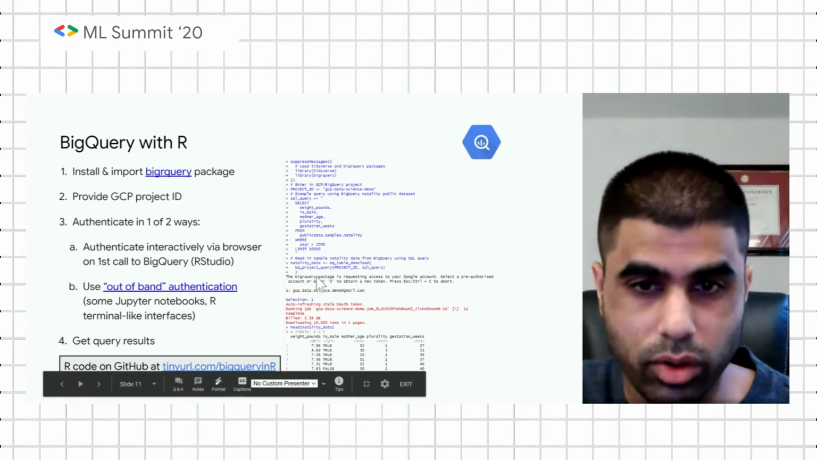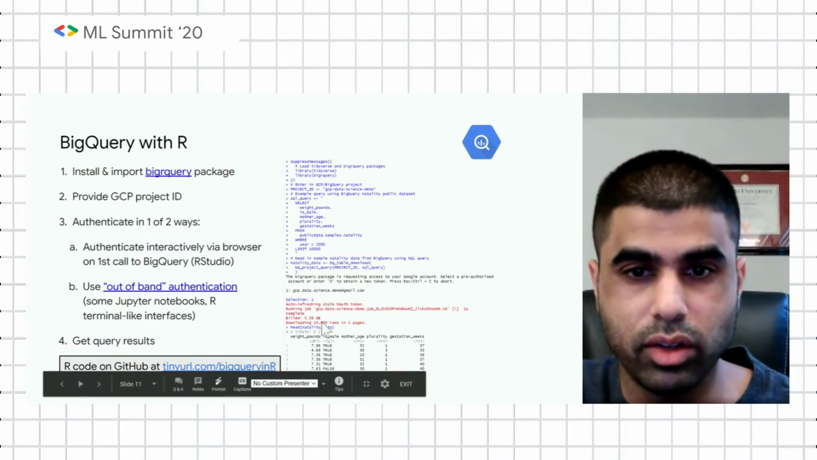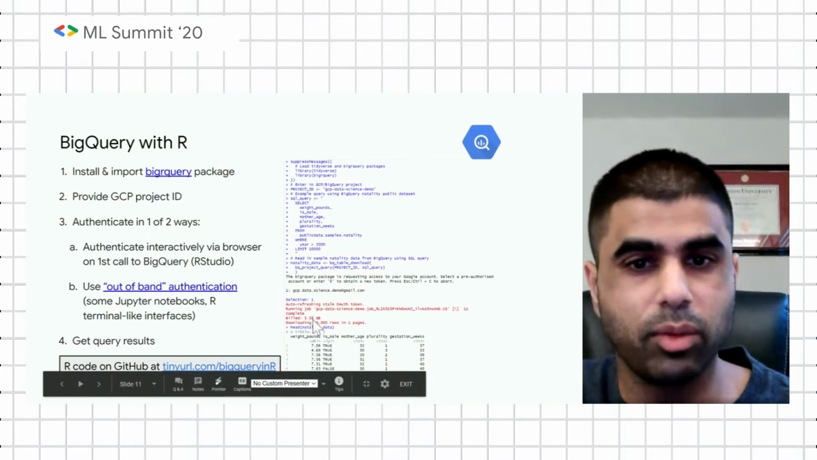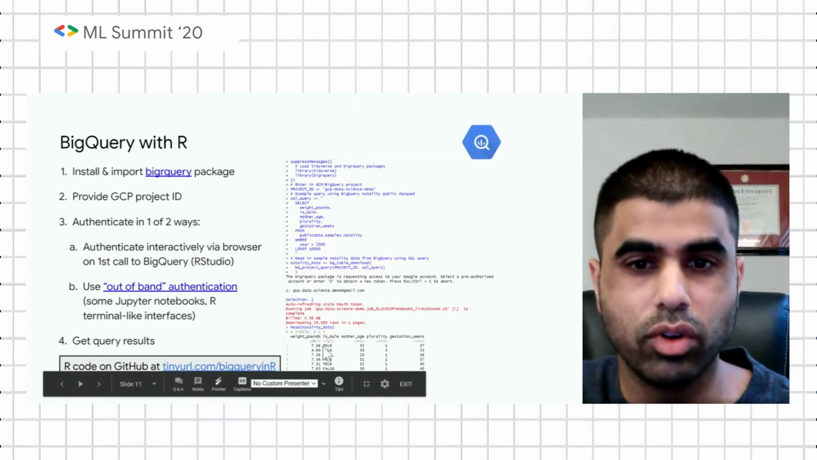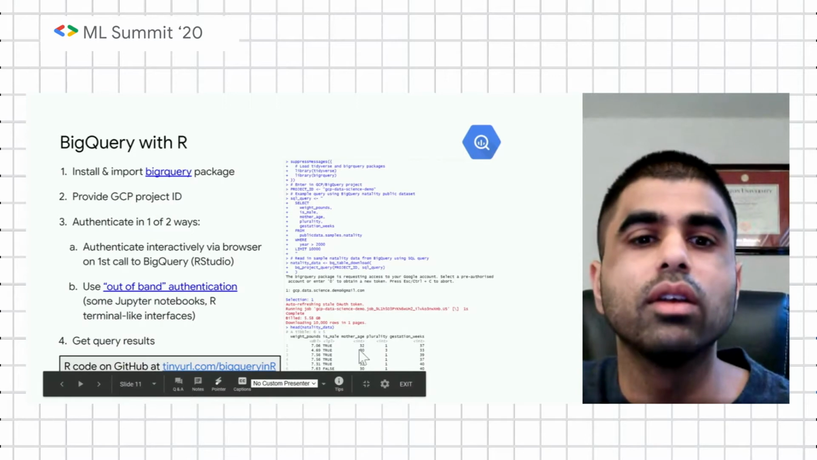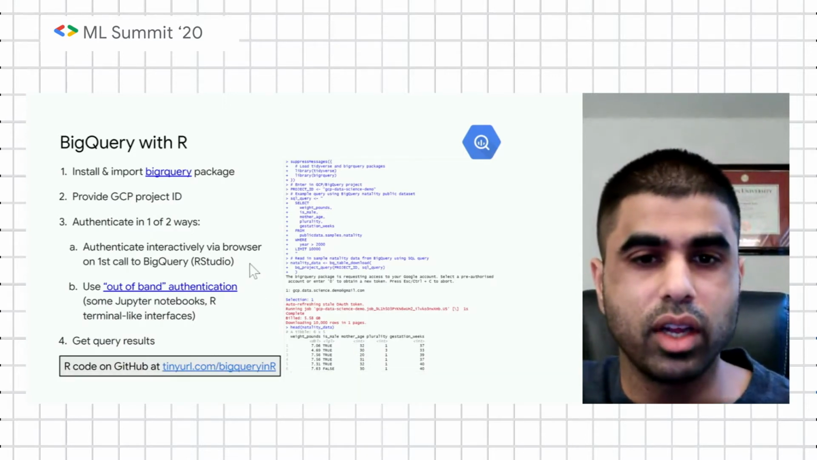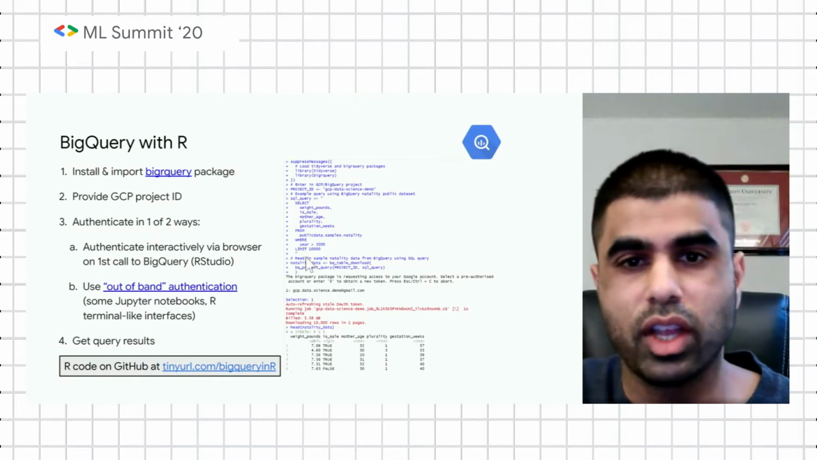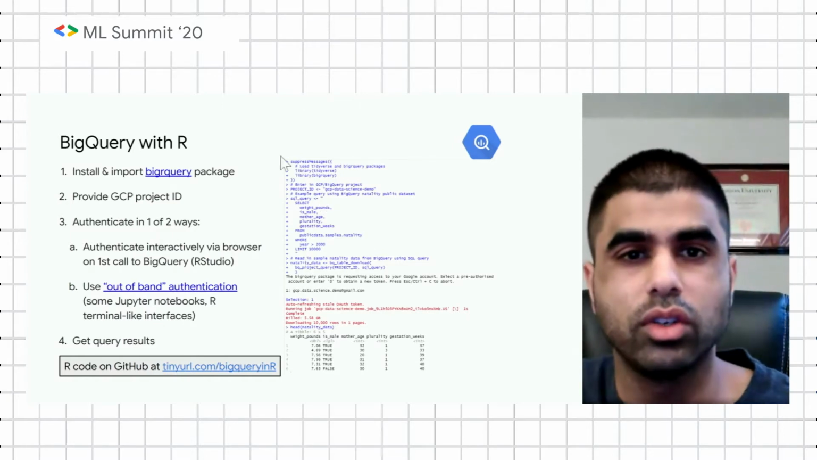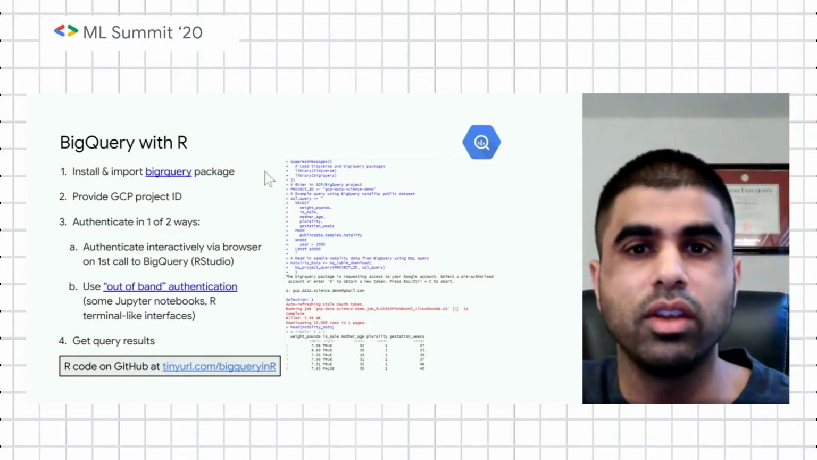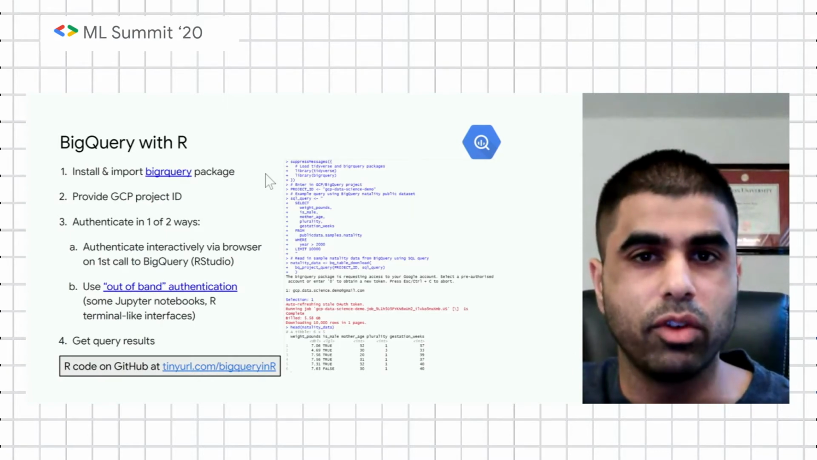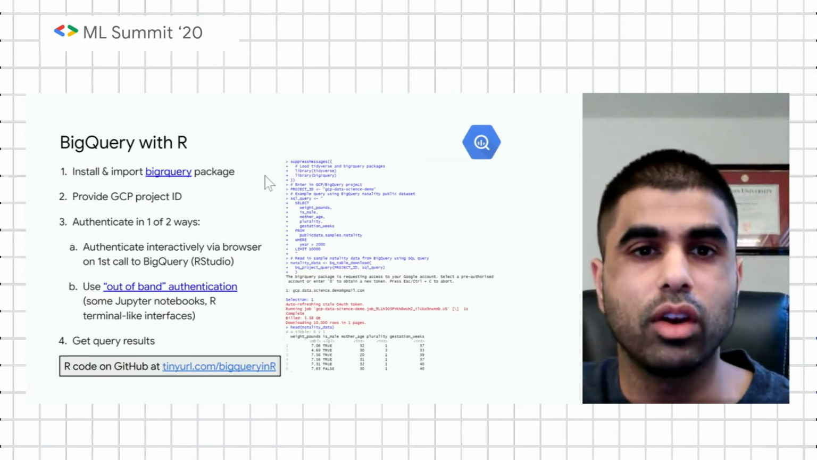And then, once you authenticate here, it'll say, look, we ran this 5.6 gigabyte query. We got 10,000 rows. And then here's the top of that data set, what it looks like. And here at the bottom, there's a link on GitHub, tinyurl.com/BigQuery in R. This just shows you this code in case you want to use it to get started. It's the minimal example of how to get started with BigQuery in R.